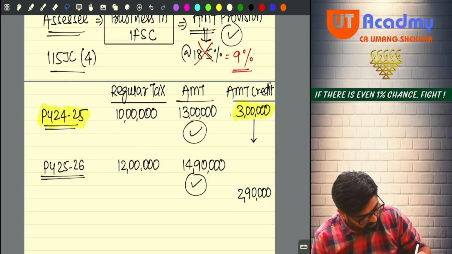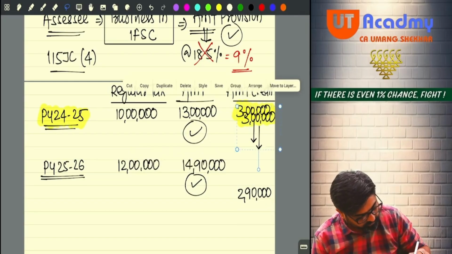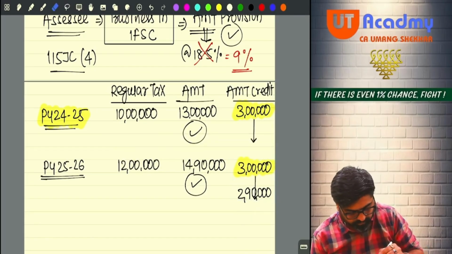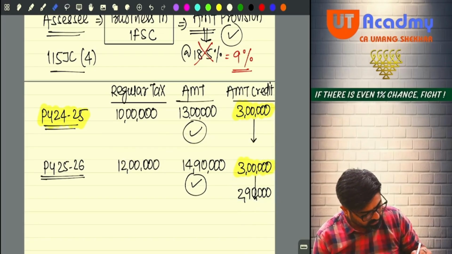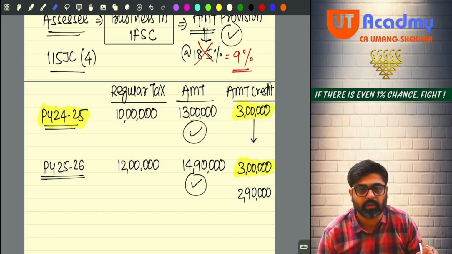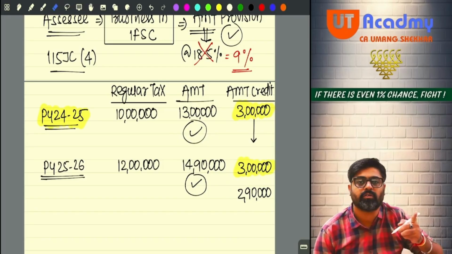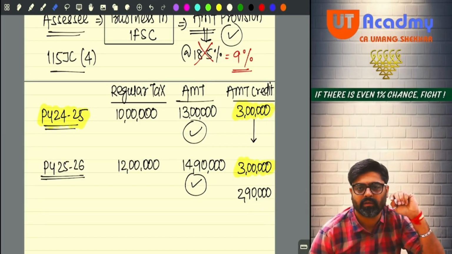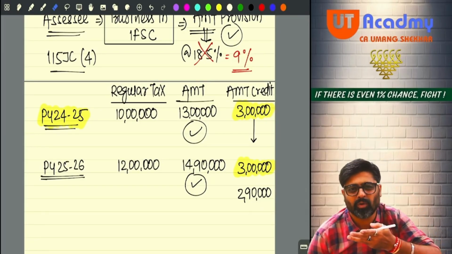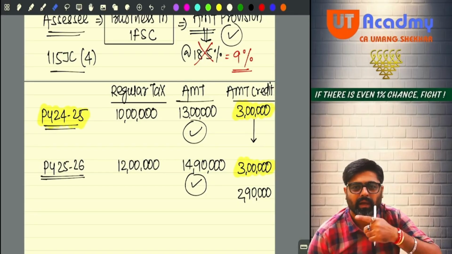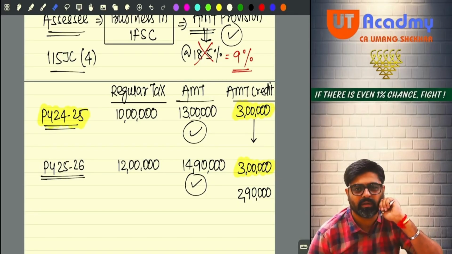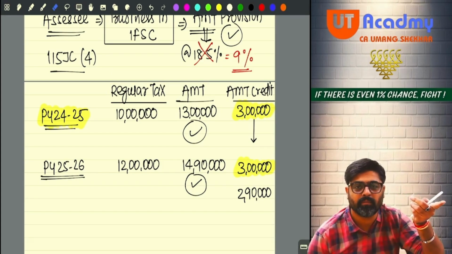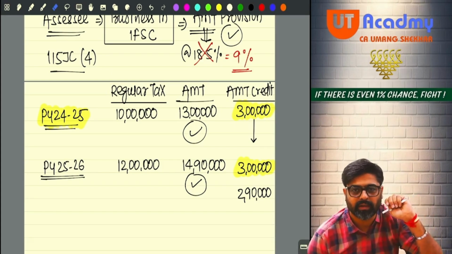Now don't you think that this 3 lakh will be carried forward to this year first? So first of all, I will bring this 3 lakh in this year. Then this year I thought that I am liable to pay what? Regular tax. If I was liable to pay regular tax, then this 3 lakh would have been adjusted this year. But am I liable to pay regular tax? No. I am liable to pay AMT only this year. And this year also, I paid extra tax in the form of AMT amounting to rupees 2,90,000.